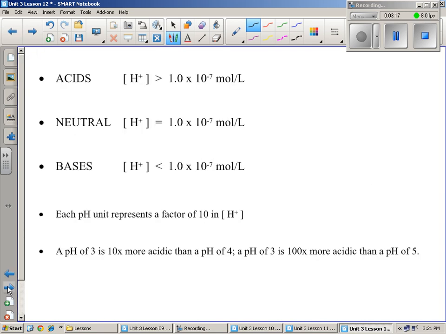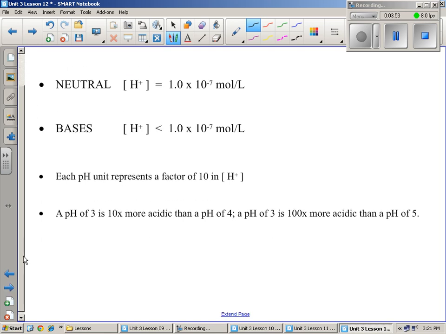Now, we look at acids, and this isn't going to make too much sense for you right now, and you don't really actually have to know this part of it, but it is true that if you have an H+ concentration that is greater than 1 × 10⁻⁷, you're going to have an acid. If you have an H+ concentration equal to 1 × 10⁻⁷, you're going to have a neutral substance. And if you have an H+ or H3O+ concentration that's less than 1 × 10⁻⁷, you'll have a base. Okay? Like I said, we'll get to that when we start doing the math part.